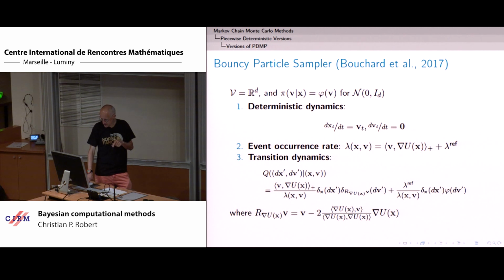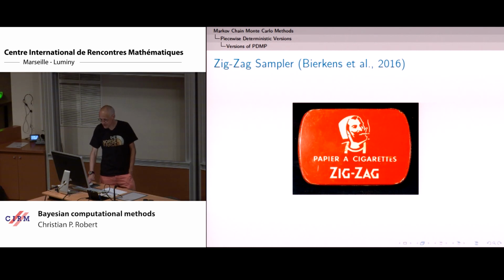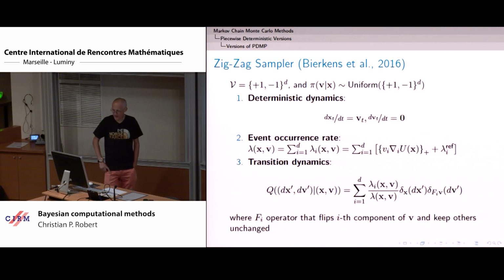I don't know, maybe I'll stop soon, because actually the rest of it is kind of going through the literature of the recent proposals. So this is the bouncy particle sampler I mentioned. There is a zigzag sampler, which I cannot avoid mentioning because of this picture, where you zigzag because you pick one direction among 2 to the d, so the speed is just flipping one of the axes at each time there is an event, rather than going symmetric with respect to the gradient. It still enjoys the right target as stationary, but it zigzags a bit like the slice sampler.